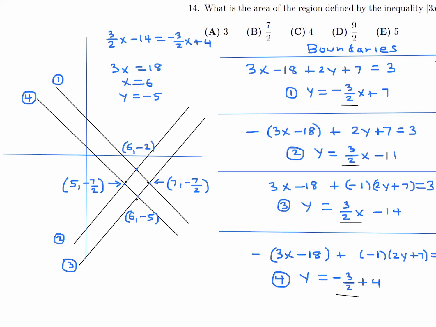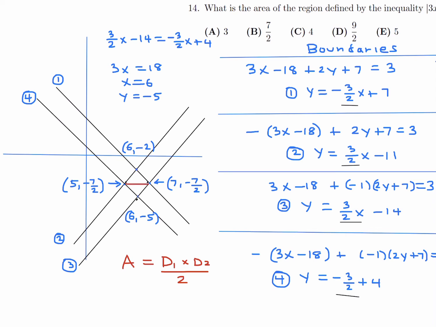When I look at these points, that essentially proves to me that this is actually a rhombus type of shape. The area of a rhombus is calculated as follows: you take the first diagonal, multiply it by the second diagonal, and divide by 2. The first diagonal, for example, is from there to there.